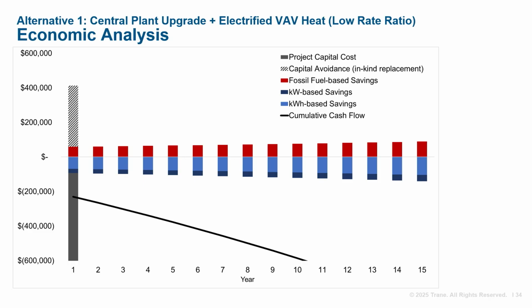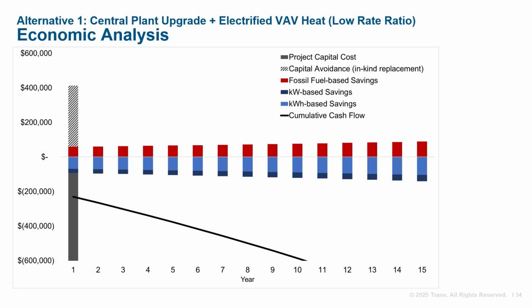Said another way, our project capital cost exceeds the capital avoidance cost. And the cumulative cash flow line is sloped downward, growing negative over time, which indicates this alternative will not pay back compared to the baseline. With our current economic parameters and utility rates, this is not a good investment.